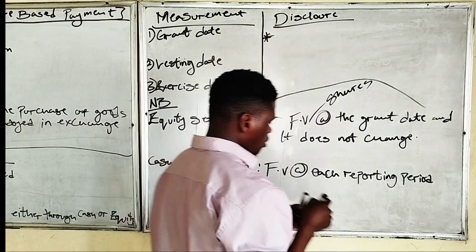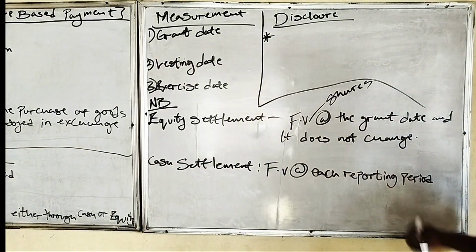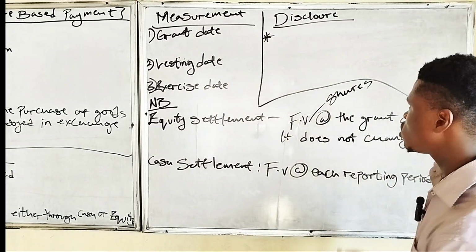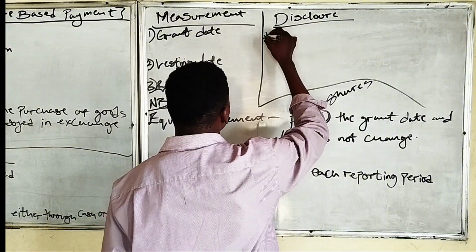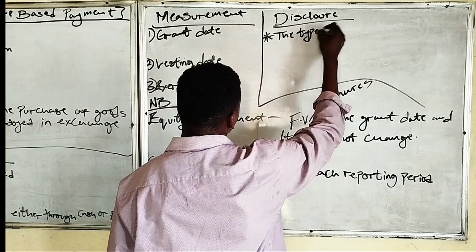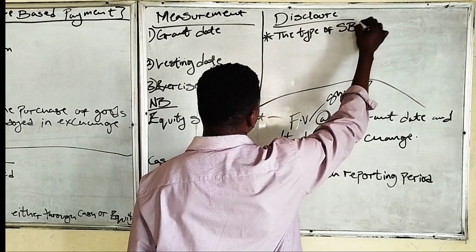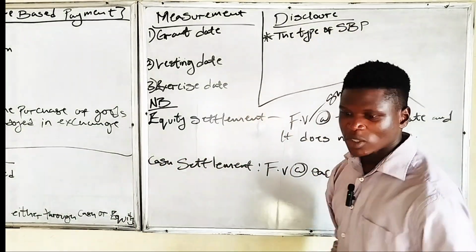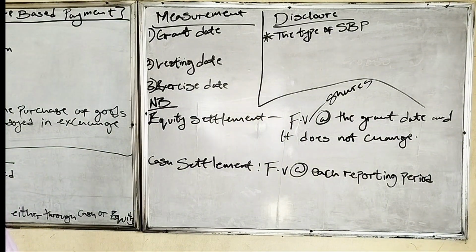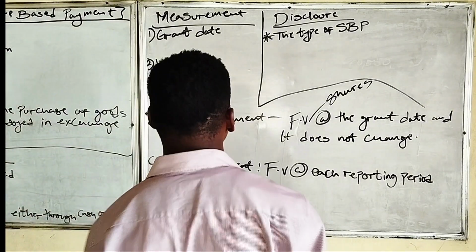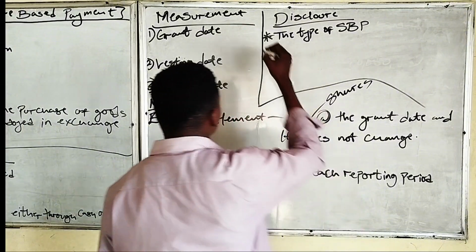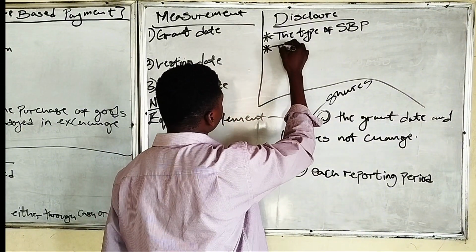So disclosure requirements are those things that entities must state in their statement of financial position or in their notes to the account, just for users' understanding. At first, you must disclose the type of share-based payment. In all cases, you must disclose the type of your share-based payment. You must also disclose vesting conditions.